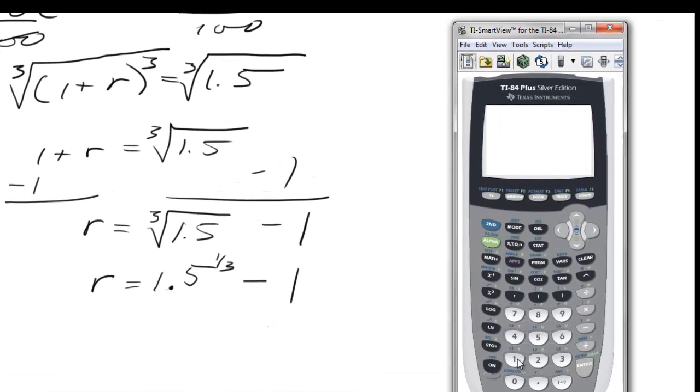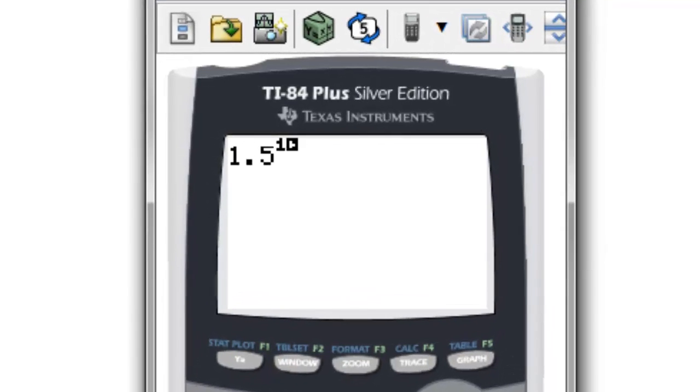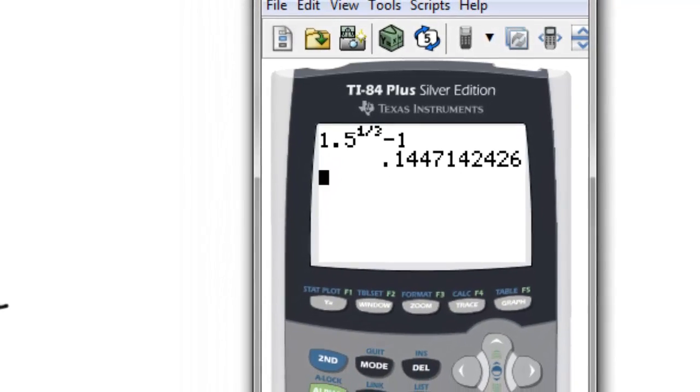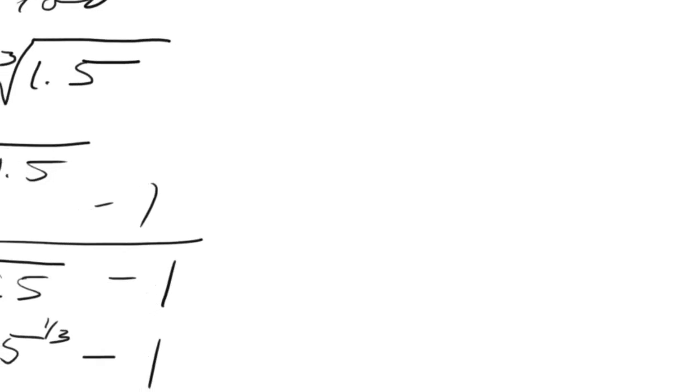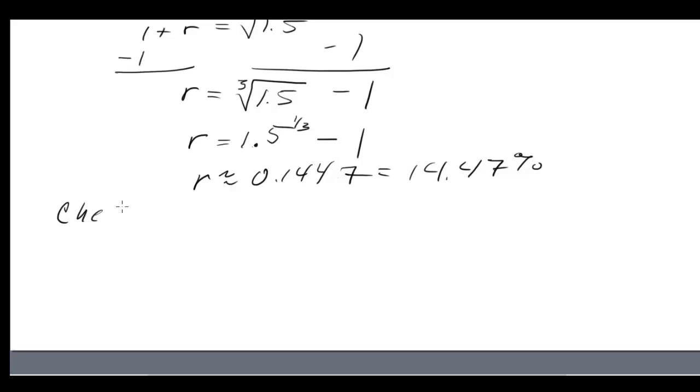So let's calculate it. I have 1.5 raised to the 1/3, which is 1 divided by 3, and I'm going to move out of the exponent. Minus 1. Enter. And I get this number. So r is equal to, according to this, 0.1447142426. Well, let's just round that off a little bit. r is approximately equal to 0.1447. That should be close enough. And that, of course, is equal to 14.47%. All right, let's check that. I always like to check my answer to make sure it's reasonable.